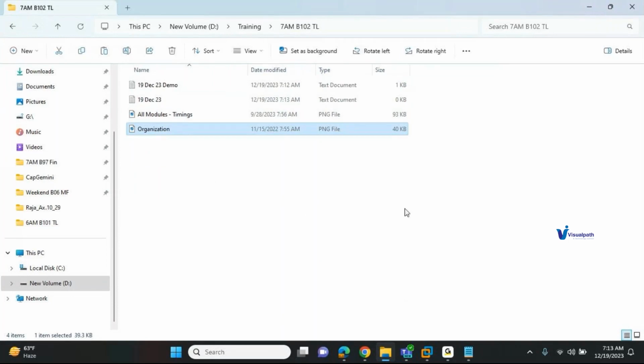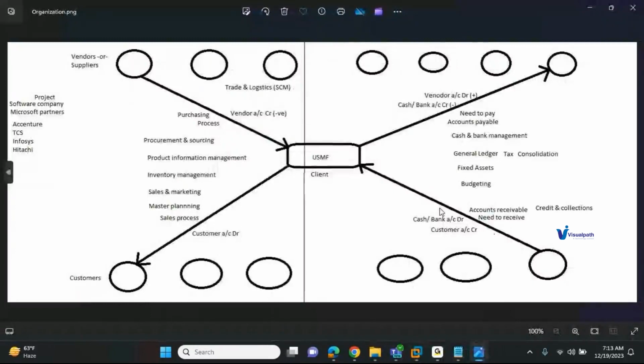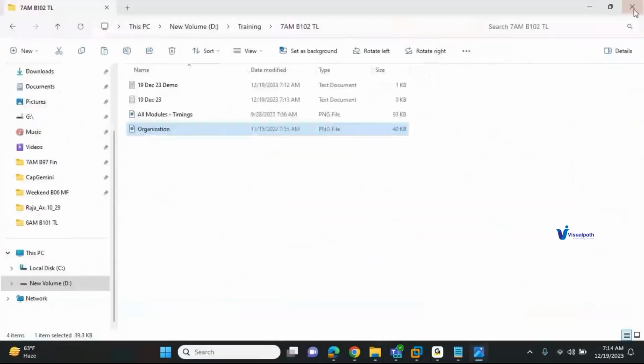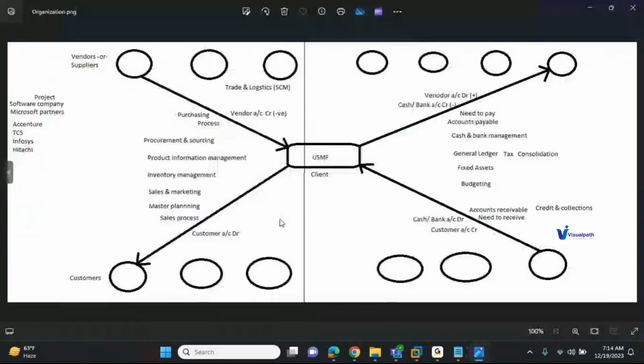So you are going to join a software company. After this learning, what is your goal? You are going to join a software company. That software company is called a Microsoft Partner Company. Maybe Accenture, maybe TCS, Wipro, Infosys, like this you are joining.